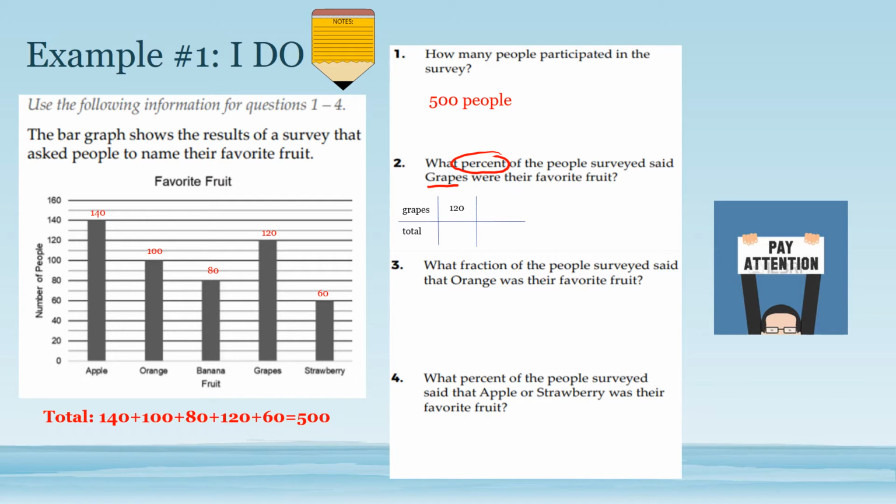We know that 120 like grapes out of a total of 500. Remember, percent is a number out of 100. So X out of 100. Remember, when we solve our Big H strategy, we're going to cross multiply 120 times 100. 120 times 100 is 1200 divided by 500. So you're going to cross multiply the two numbers and divide by 500, which will give us an answer of 24 percent of people said that grapes was their favorite fruit.